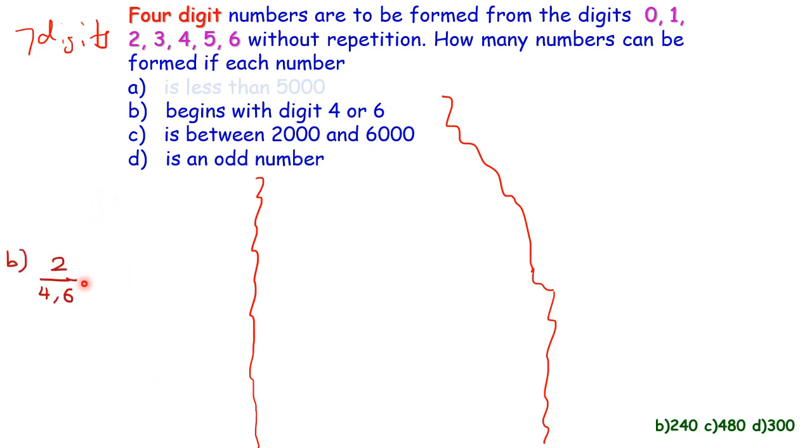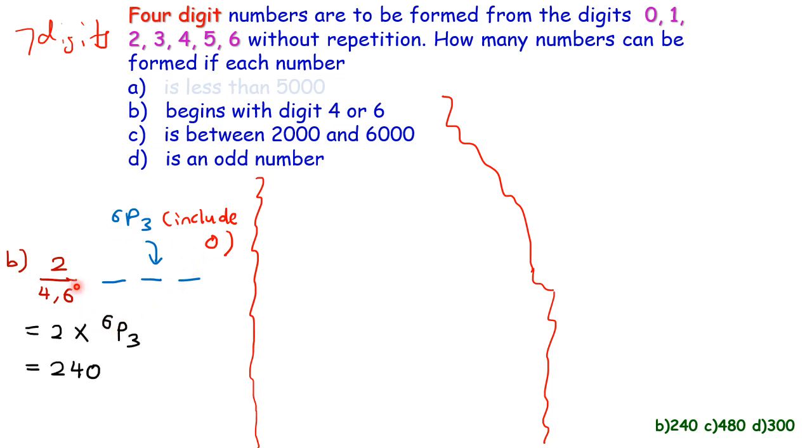In order to begin with 4 or 6, we have 2 choices, either 4 or 6. So this is the particular one. For the remaining, just like the previous question, we already used one from the 7 digits, so we still have 6 including 0. So we choose another 3 digits, so 6P3. The arrangement is just 2 times 6P3, and then we get the total number of arrangements as 240.